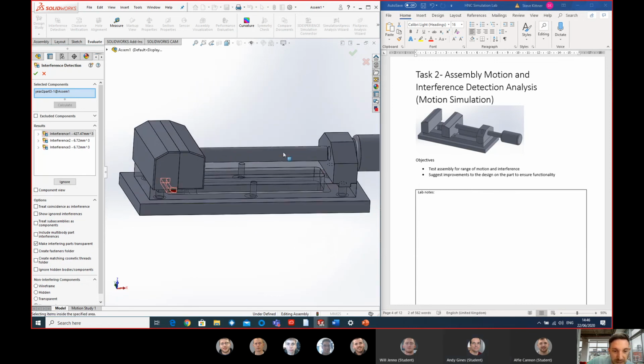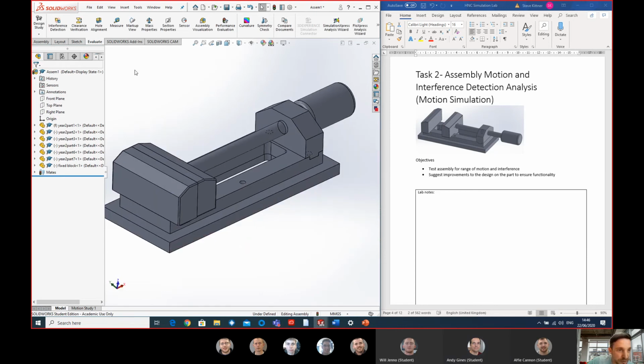Okay, so really quick and easy tool. I'm not going to amend them as we're here. I'm just going to go through these couple. There's also then clearance verification. Let's just put clearance in there.